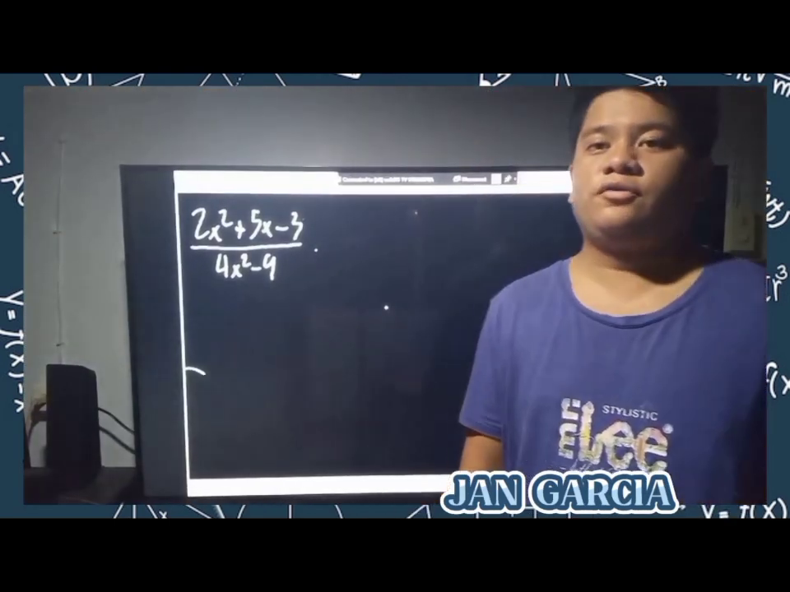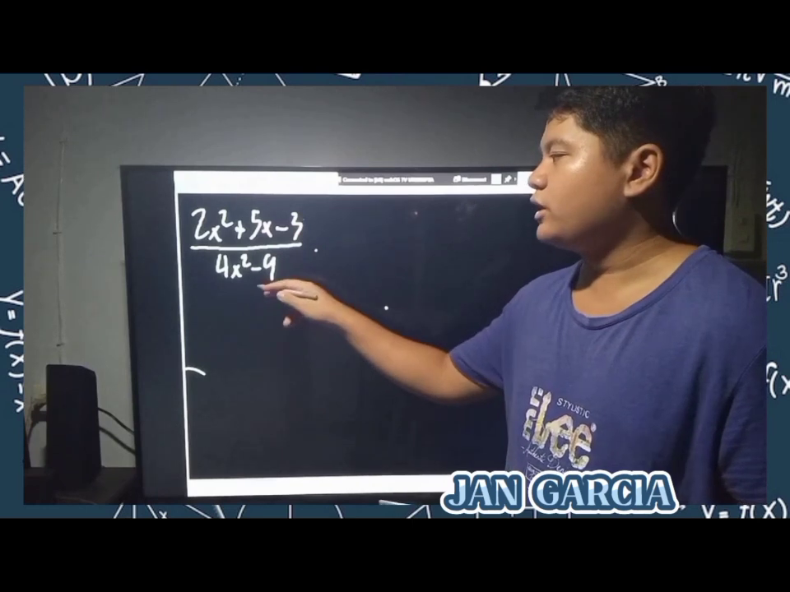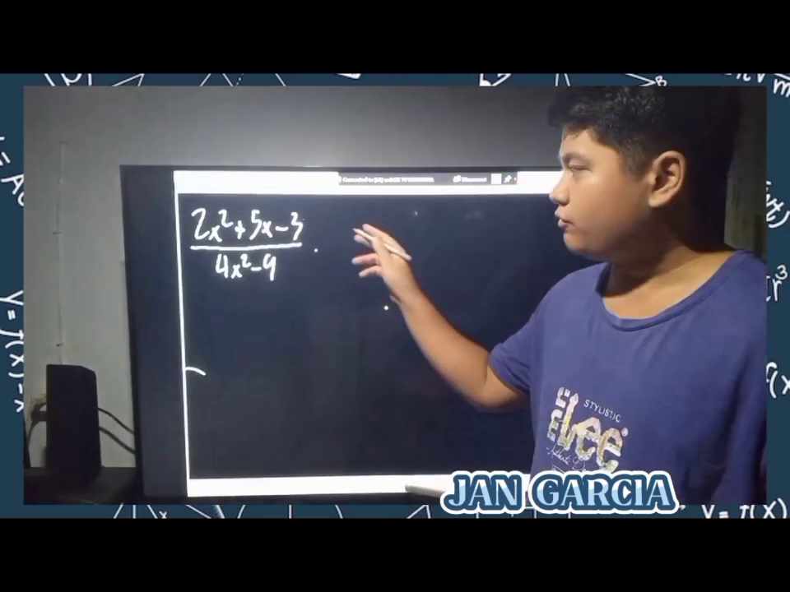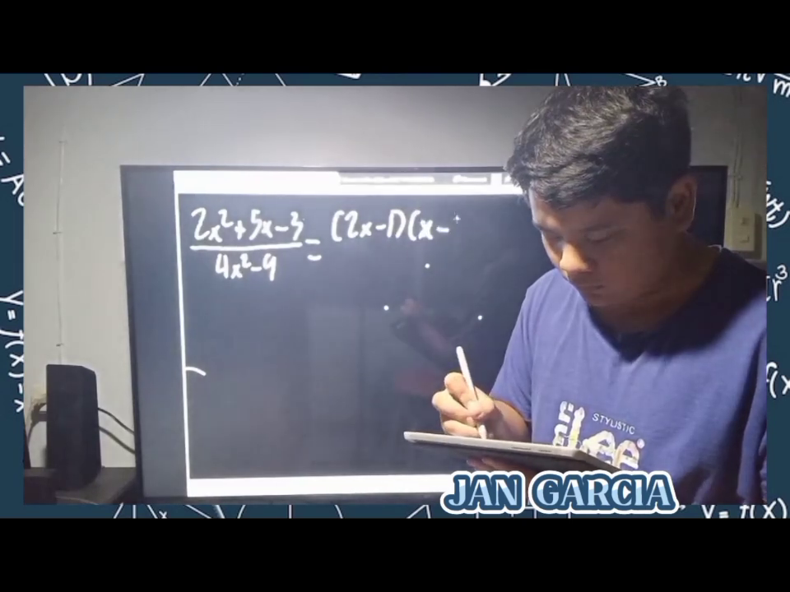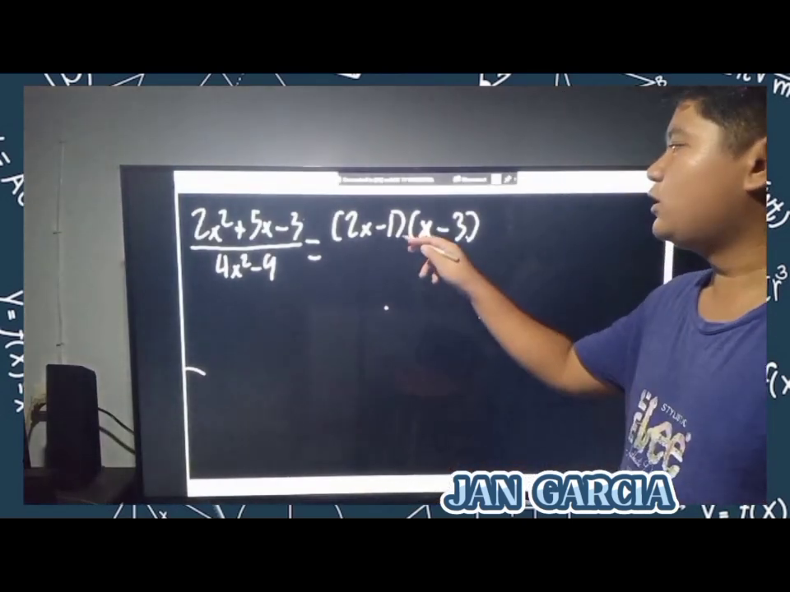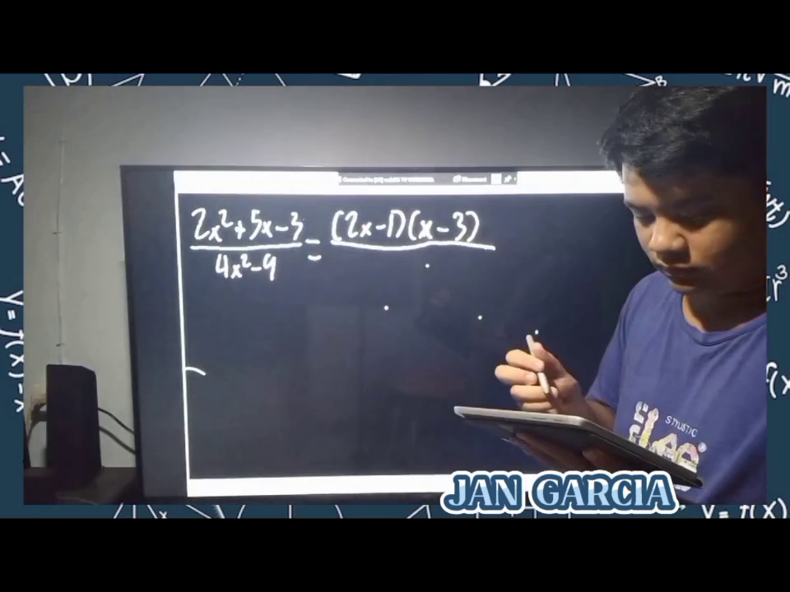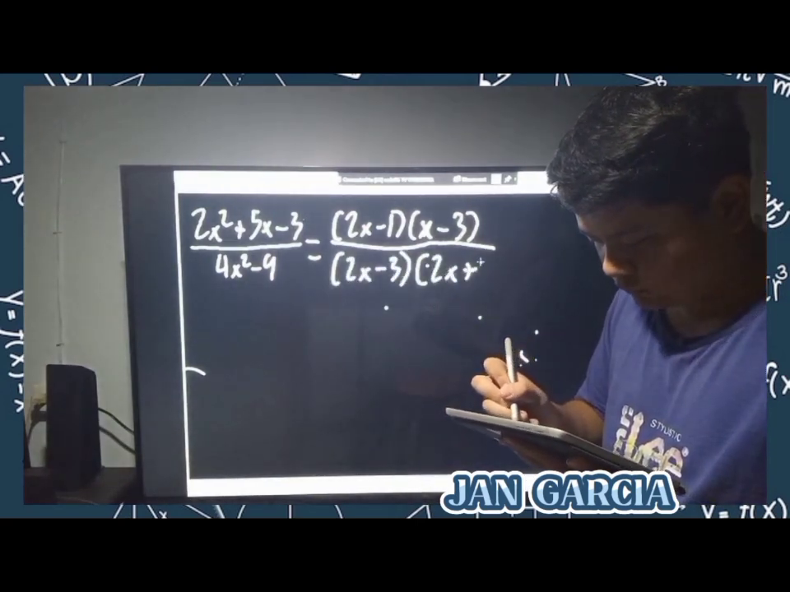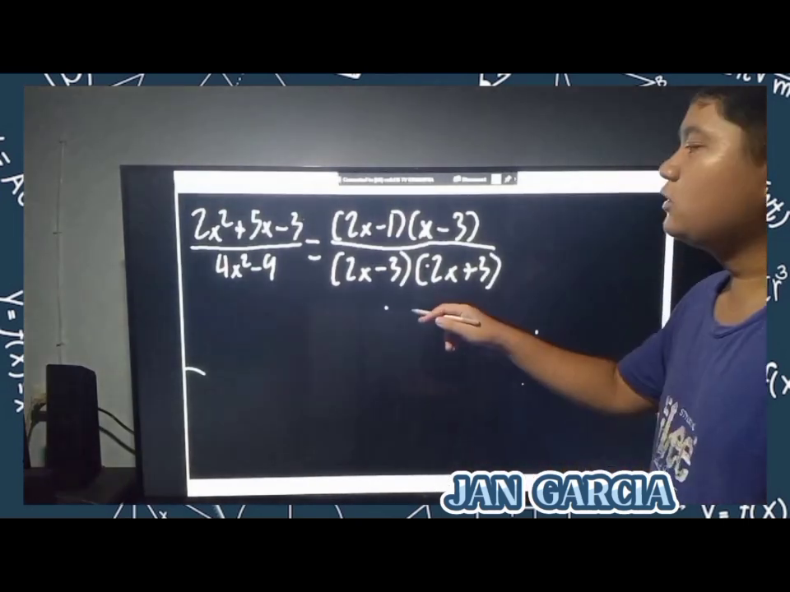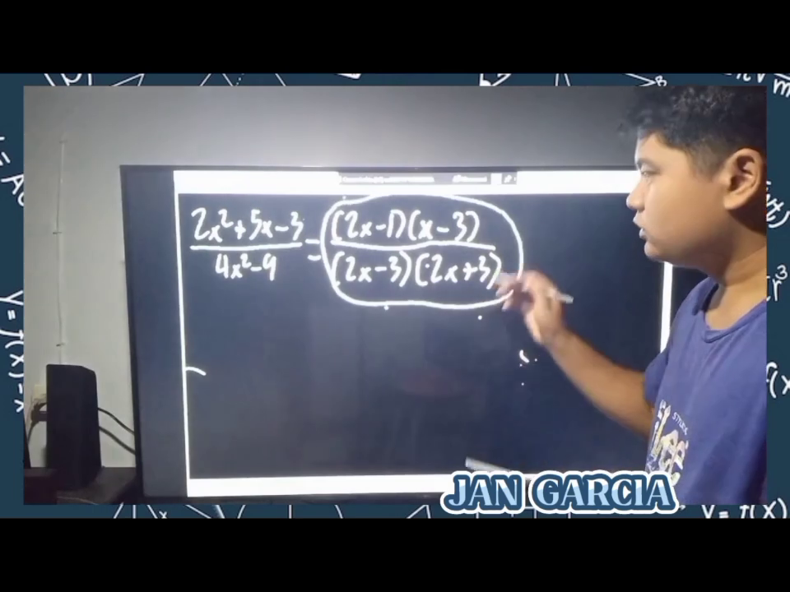Difficult example of simplifying a rational expression. The example is 2x squared plus 5x minus 3 over 4x squared minus 9. First, factor the numerator. The factors of the numerator are 2x minus 1 times x plus 3. Now factor the denominator. After factoring, there are no common terms. We cannot cancel. So, this is already the simplified answer.